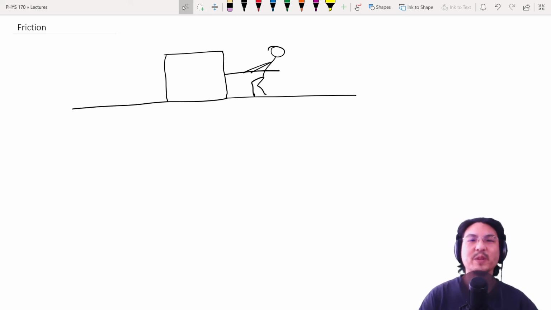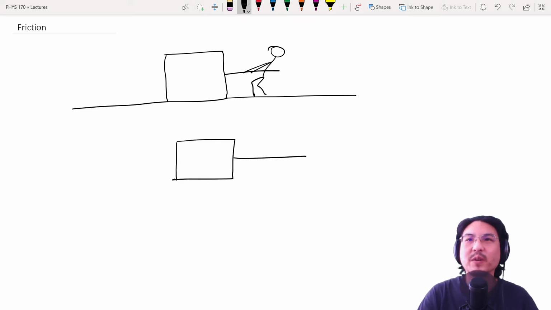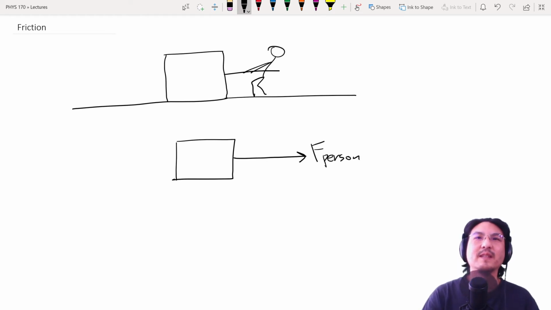Hey everybody, this video is about friction, which I mentioned before is a component of contact force. Let's say you're trying to pull this box toward the right, so you're applying a force from the person, and then there's going to be a contact force because the box is in contact with the ground. So there's a contact force, let's say this way.